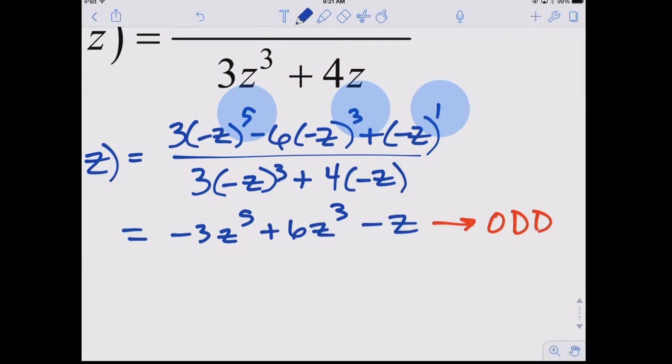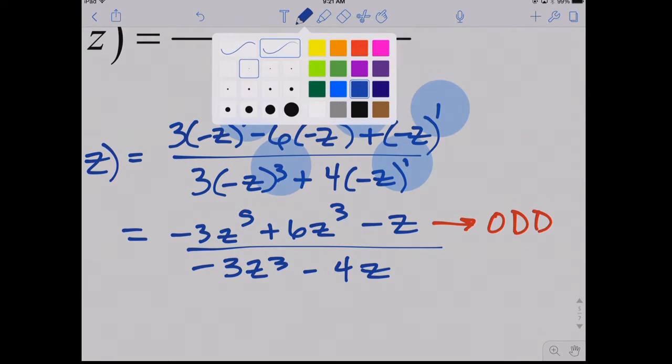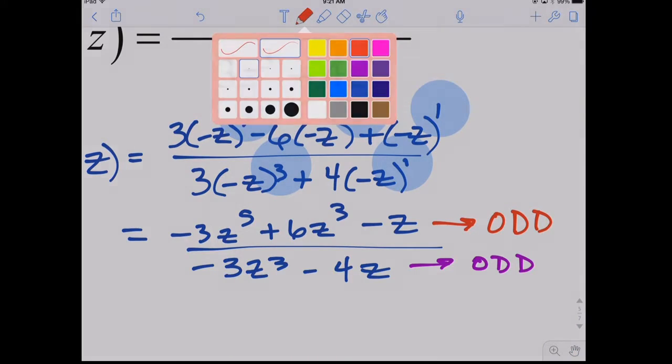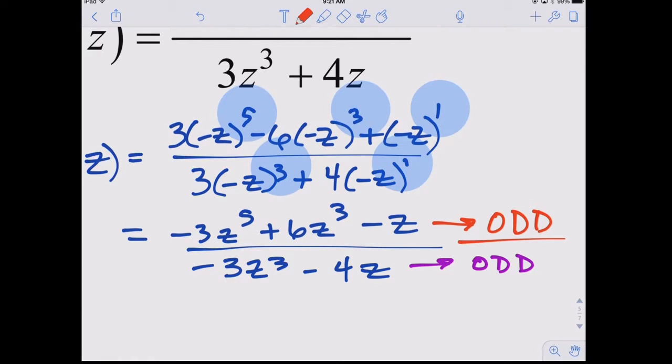But we have a denominator also. Now, what are the exponents in the two variables there? Even or odd numbers? They're also odd. So both of those signs will also change. That's going to be a negative 3z cubed and a negative 4z. So the denominator itself is even, odd, or neither? Odd. So what we have now is essentially an odd function divided by an odd function.